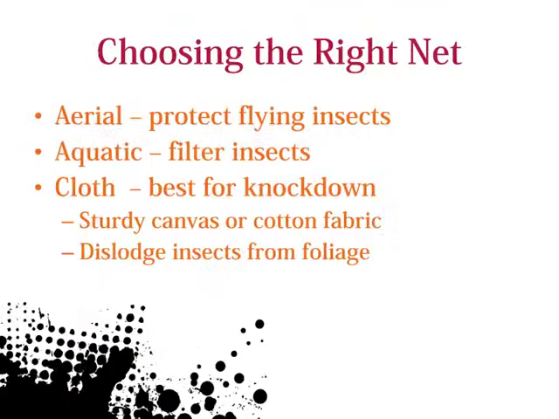the field. Sweep nets are a popular sampling technique because they can collect many types of insects. There are several kinds of nets available, but cloth or canvas nets are most appropriate for soybean because they are sturdy enough to knock down insects in dense foliage.